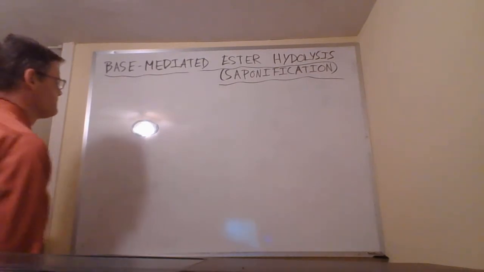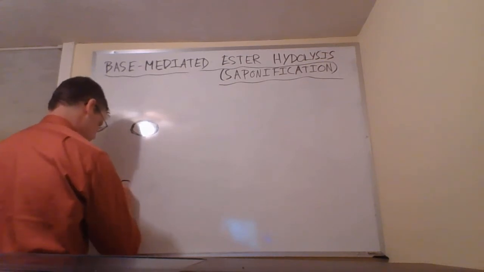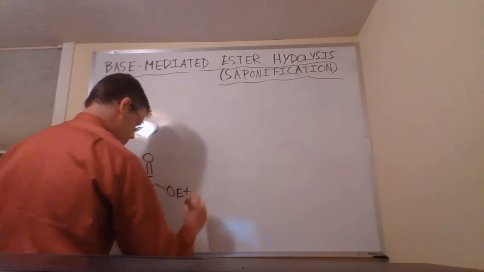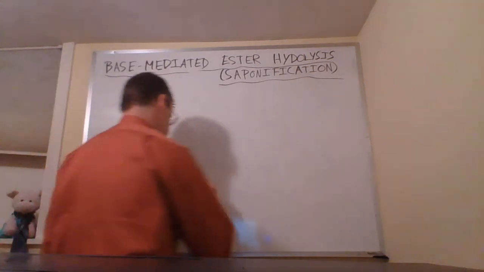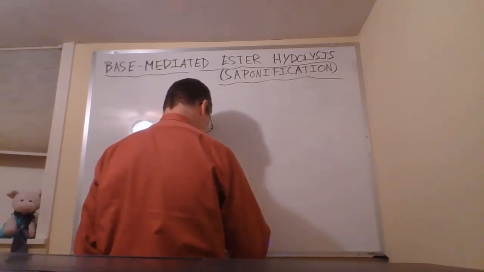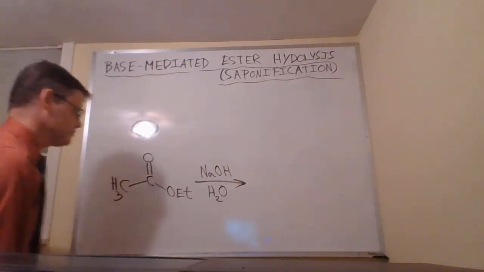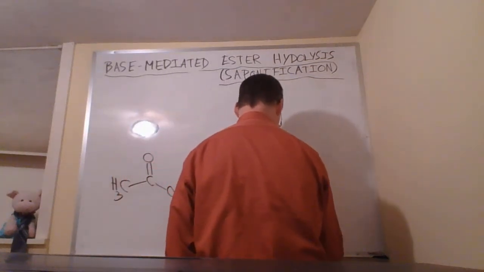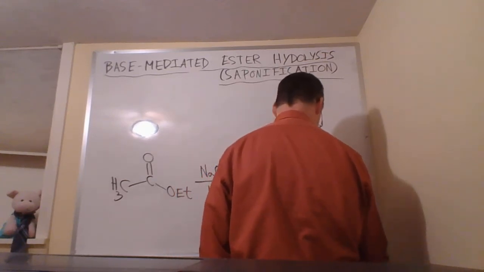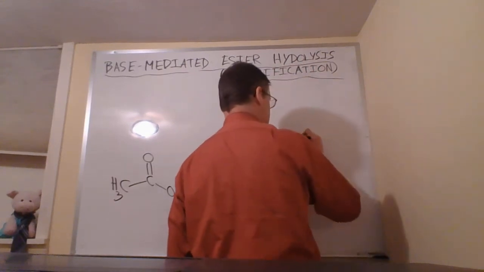All right, so what we're going to saponify in this lecture is ethyl acetate. So we're going to take an ester, ethyl acetate, and we're going to react that with sodium hydroxide and water. There's our base, sodium hydroxide. And what we end up making is sodium acetate plus ethanol.